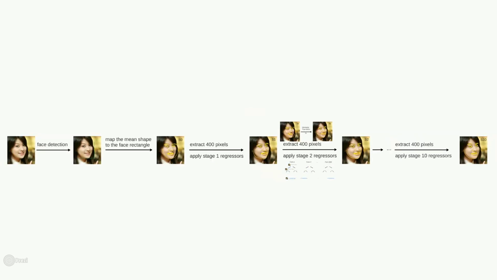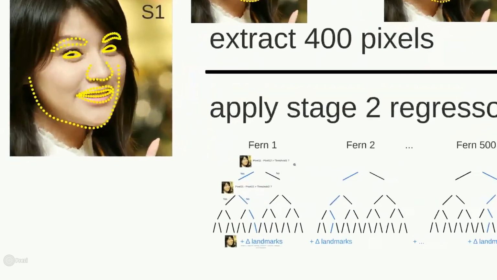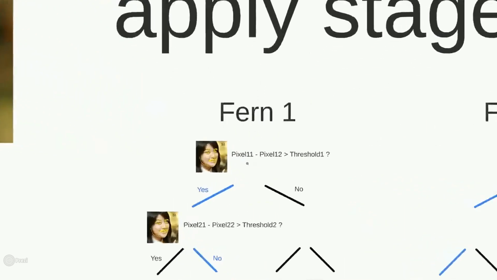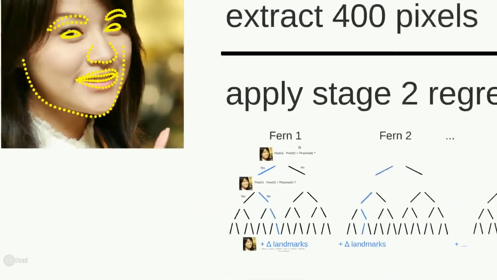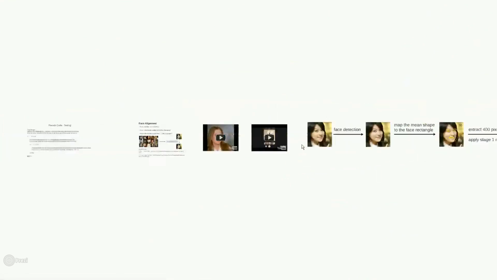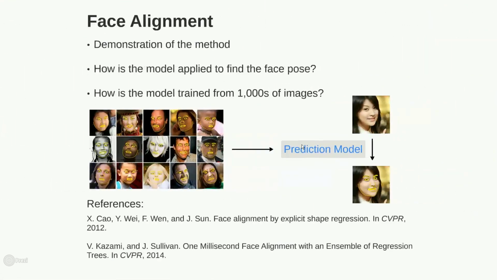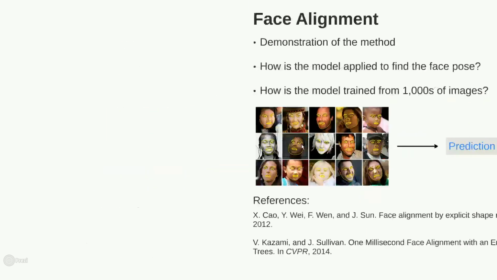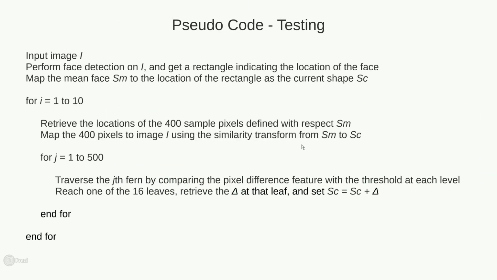Okay, so this is the testing stage. And now you must be interested in how the locations of the pixels are decided, and how information like the index of the pixels and the threshold are set. That question needs to be answered in the training stage, which shall be the next video. And here is the pseudocode of the testing stage. You can pause your video to have a look at it.